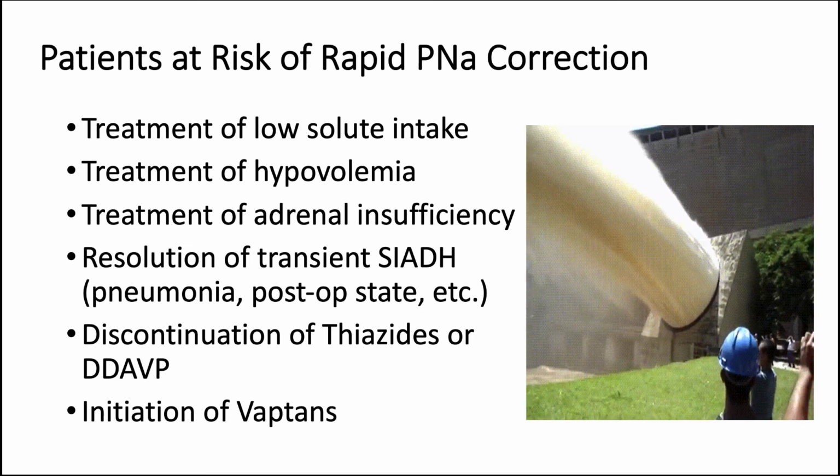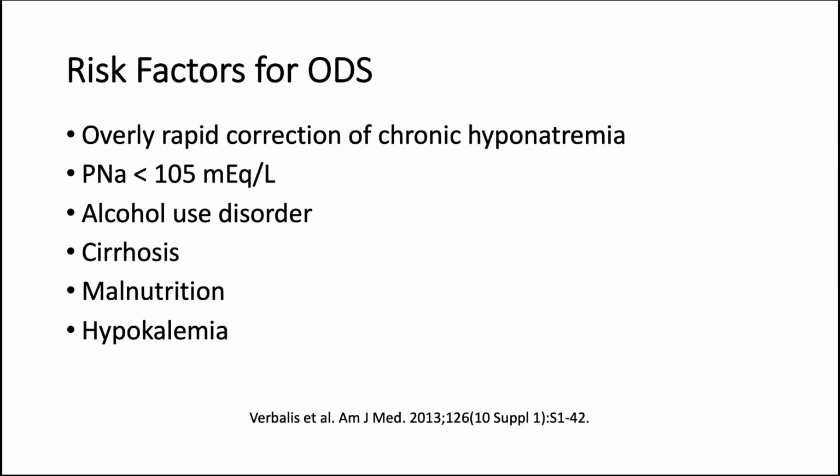All right. Now, not all the patients who rapidly correct will develop demyelination. There are risk factors that need to be present in order to develop demyelination. What are those risk factors? Well, very low sodium, less than 105, alcohol use disorder, cirrhosis, malnutrition, and hypokalemia. Those are the patients that you have to be particularly careful with when they correct very fast, because they could develop demyelination.